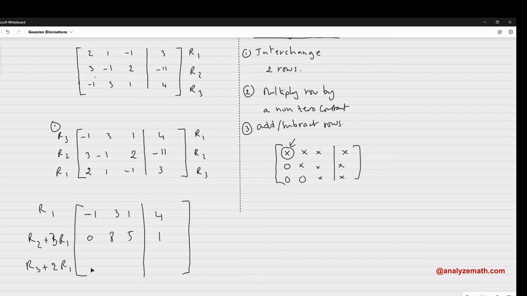Now let's go to row 3 plus 2 times row 1 here. So row 3 is this, plus twice this row. 2 plus twice negative 1 gives me a 0. 1 plus twice 3 gives me a 7. Negative 1 plus 2 times 1 gives me a 1. 3 plus twice 4 gives me 11.